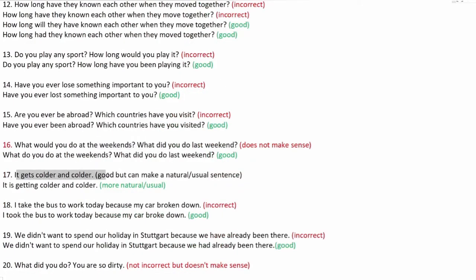Okay, "it gets colder and colder." Again, it's a correct sentence, but normally you wouldn't say "it gets colder and colder." It is getting colder and colder, in a normal or natural conversation.